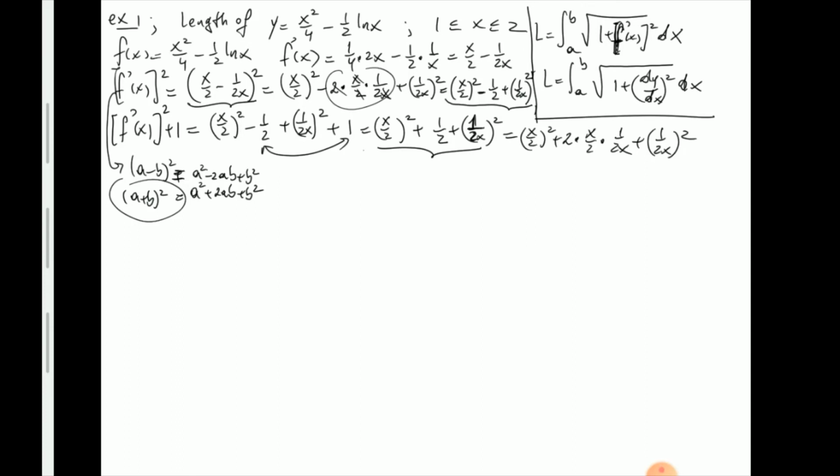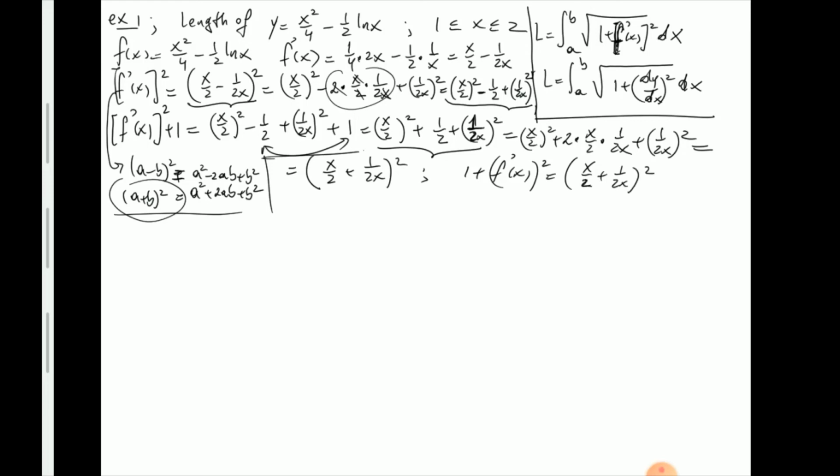So obviously, without this little trick we cannot simplify this. The problem is constructed so that it simplifies in this manner. So 1 plus f prime squared recombines into x over 2 plus 1 over 2x quantity squared. And now we can proceed with finding the length of the curve.